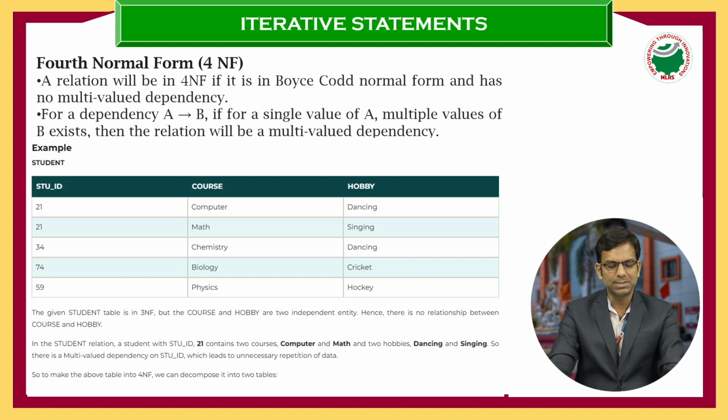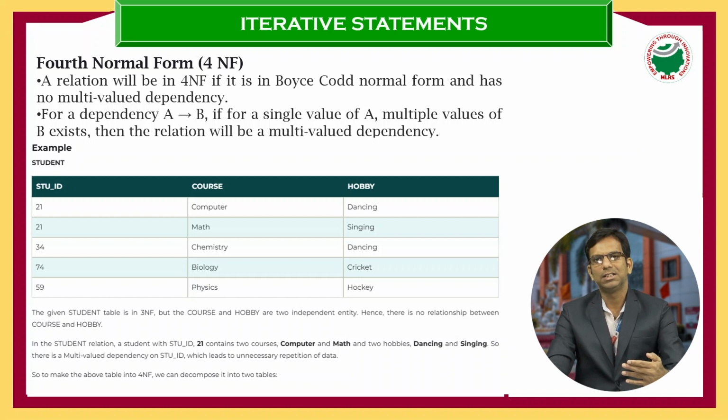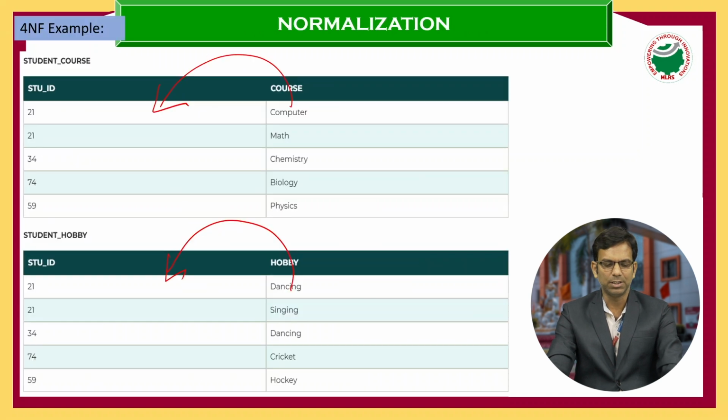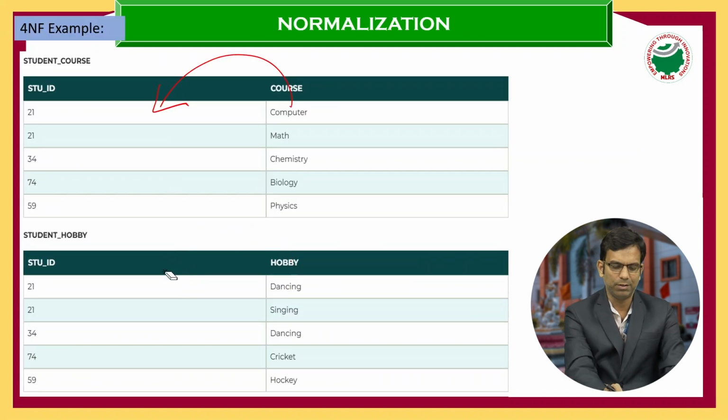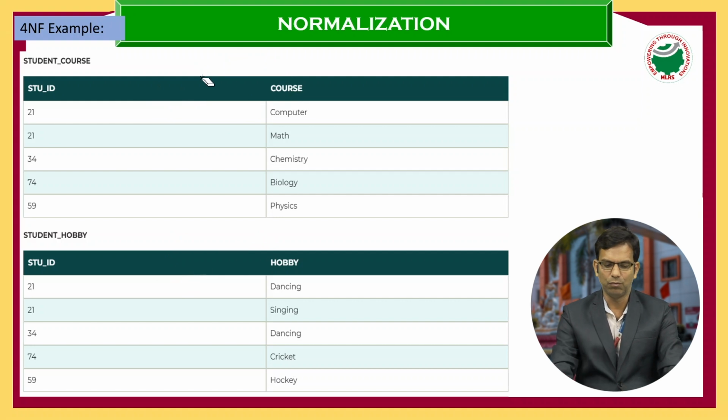So 4NF says a relation is in 4NF if it has BCNF properties, and along with that, single value dependency. Then you can say that it is 4NF. No multi-value dependency is possible in 4NF. That is what we have applied in 4NF.